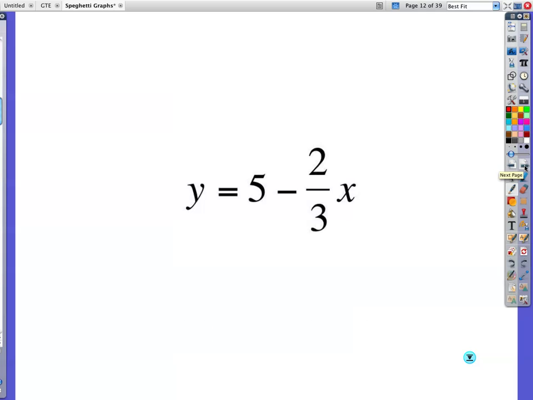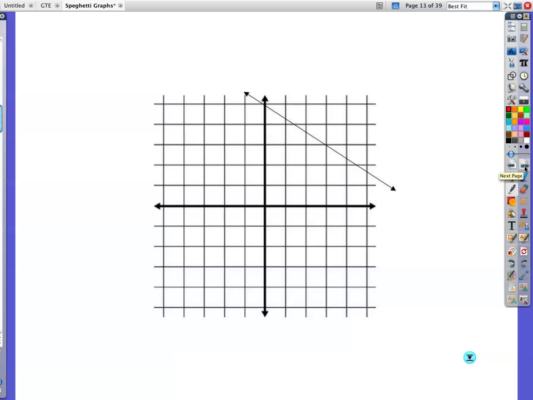5 minus 2/3 x. So I have a y-intercept of 5. And then I have a slope of negative 2/3. So I rise negative 2, run 3. Rise negative 2, run 3.